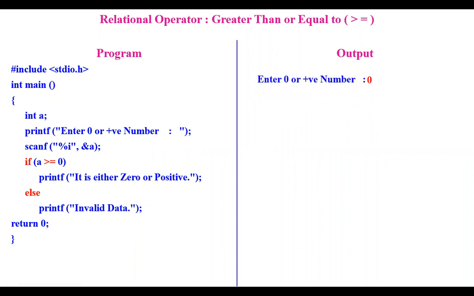Compile again and run and enter 0. It says it must be 0 or negative or positive. Next, I entered a negative number, right? For the same problem, I entered a negative value, -10. Invalid. It is not 0, not even positive. That's why it is invalid.